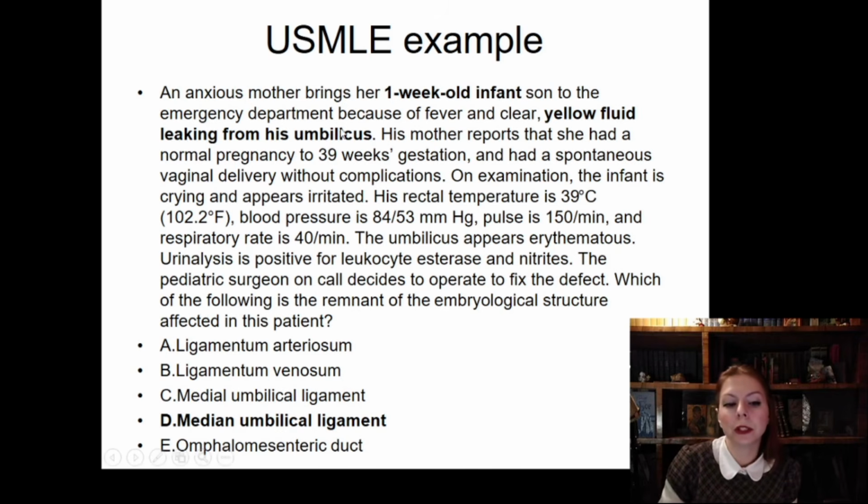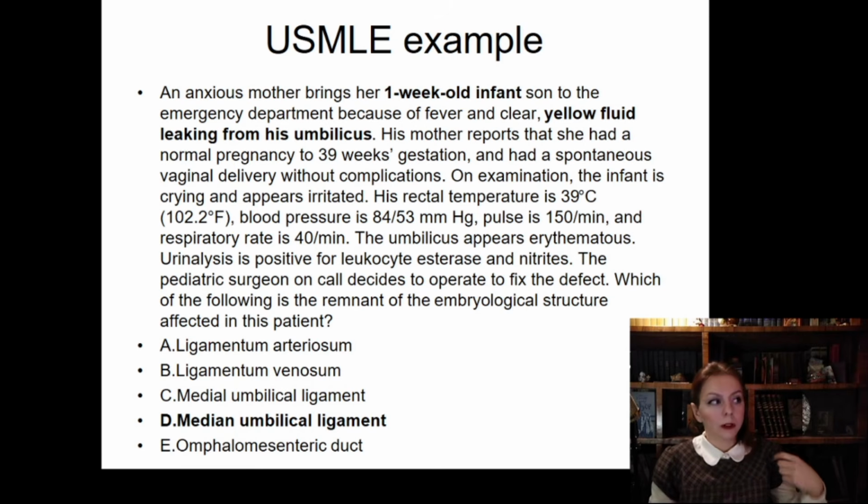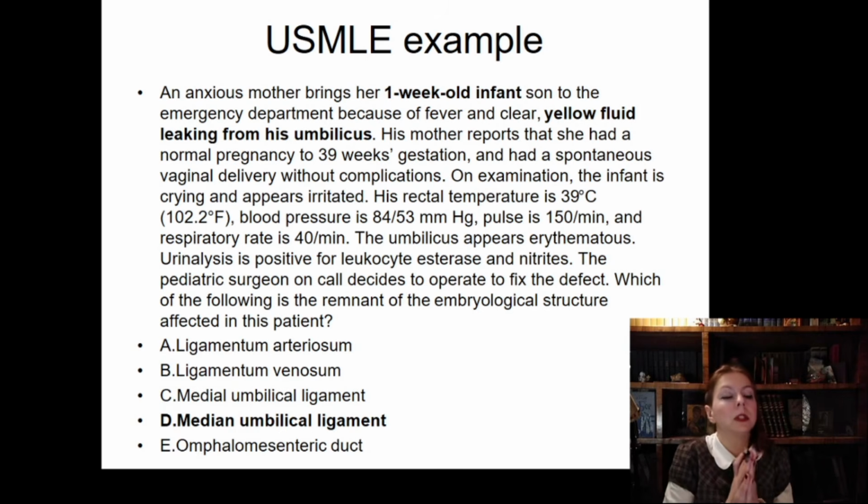For example, here we can see a 1-week-old infant who has yellow fluid leaking from his umbilicus. And the question is what embryonic structure is improperly developed or not degenerated in this case. And the correct answer is the median umbilical ligament, because exactly this ligament is made up of allantois, and under normal circumstances it becomes obliterated. So allantois communicates the urinary bladder with the umbilical cord, but under normal circumstances it obliterates, it collapses, it has no lumen at the moment of birth.